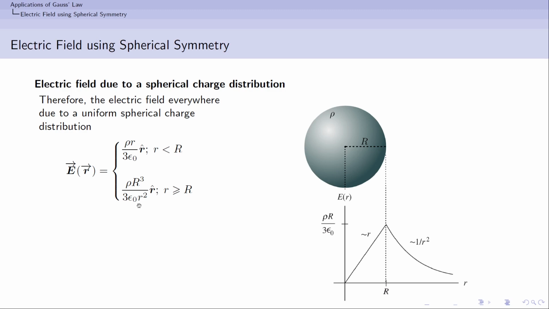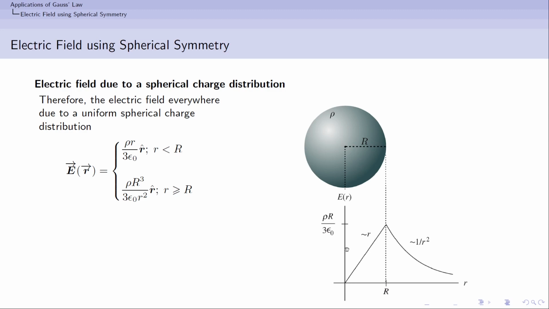So we could express it like this: the electric field due to this spherical distribution, for points which are inside, is rho r by 3 epsilon naught, and for points which are outside, it is rho R cube by 3 epsilon naught r square. And the direction will be along the radial direction. We can see the correlation here. I have just plotted the magnitude of the electric field as a function of r, and you can see here, as you go from the center to the surface, the electric field increases linearly.